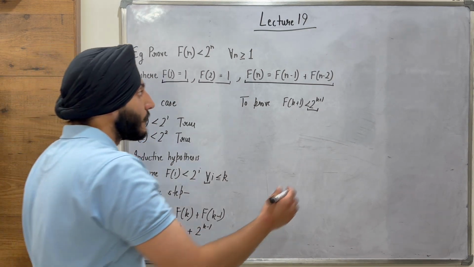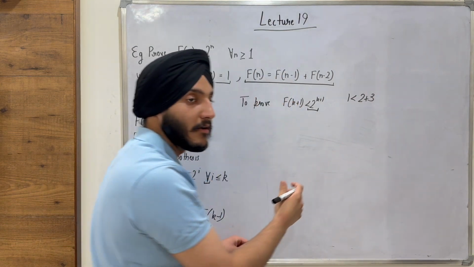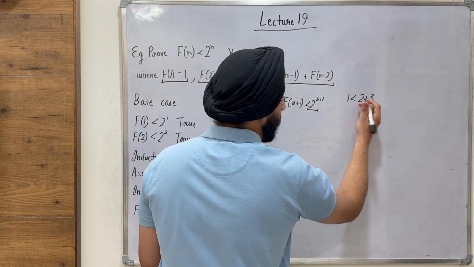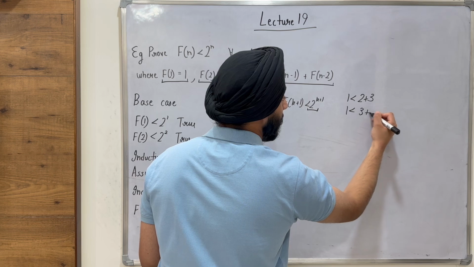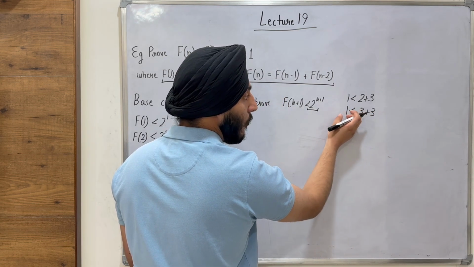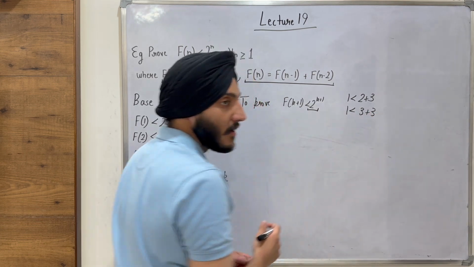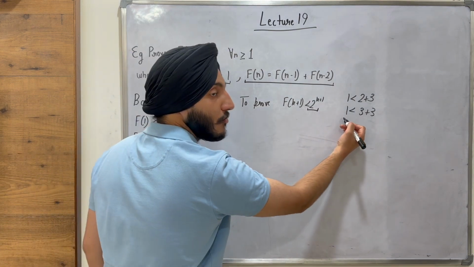If I tell you 1 is less than 2 plus 3, you would agree with it. But what if I change this 2 to 3 again? This would still be true. If I keep increasing this value, the one value on the left-hand side would still be less than it. As long as I keep increasing the values, this inequality will be true.